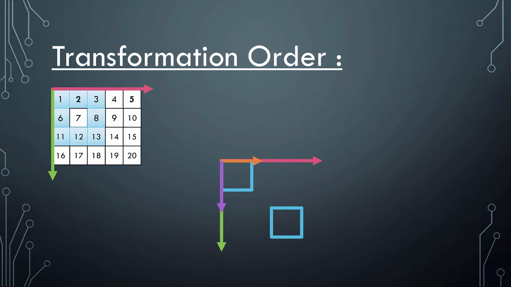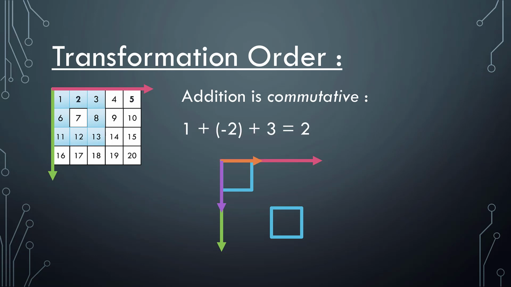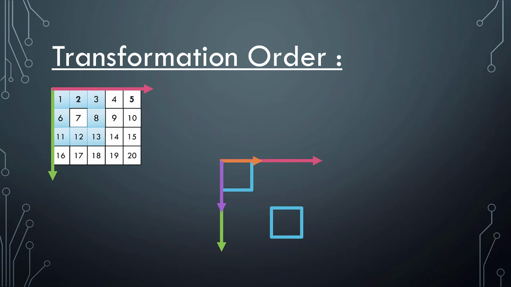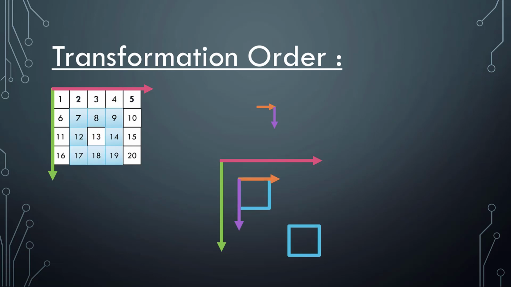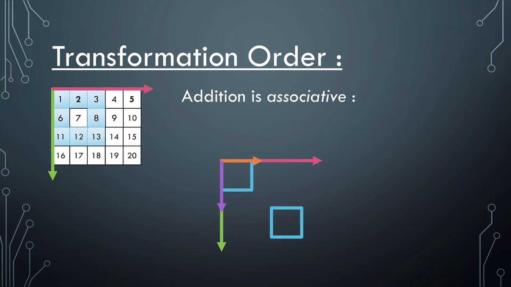Okay, let's talk about transformation order. If you remember from basic arithmetic, addition is commutative. What does that mean? It means that we can change the order of the addition, and it doesn't change the result. In 2D, it looks like this: if we move things first to the right and then down, it's the same thing as moving first down and then to the right. We end up in the exact same configuration at the end of it.